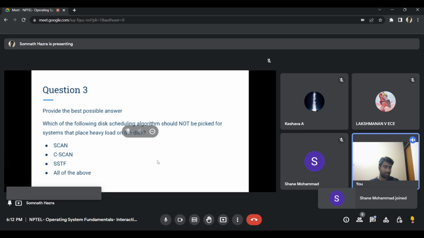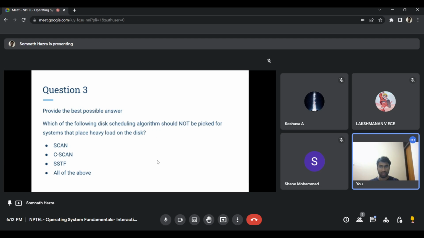Okay, so we are discussing this question. Which of the following disk scheduling algorithms should not be picked for systems that place heavy load on the disk? Scan, C-scan, SSTF, or all of the above? Should not be picked. So even if you are unaware, you can take a guess also. No harm in that.